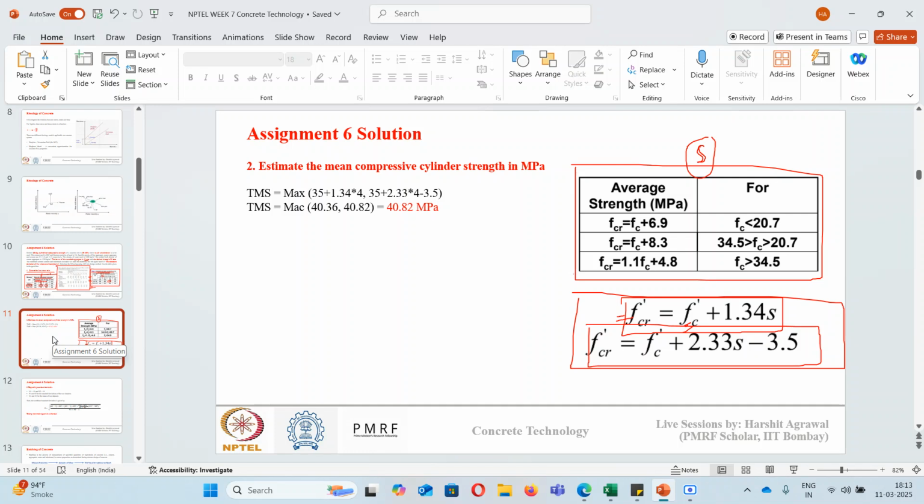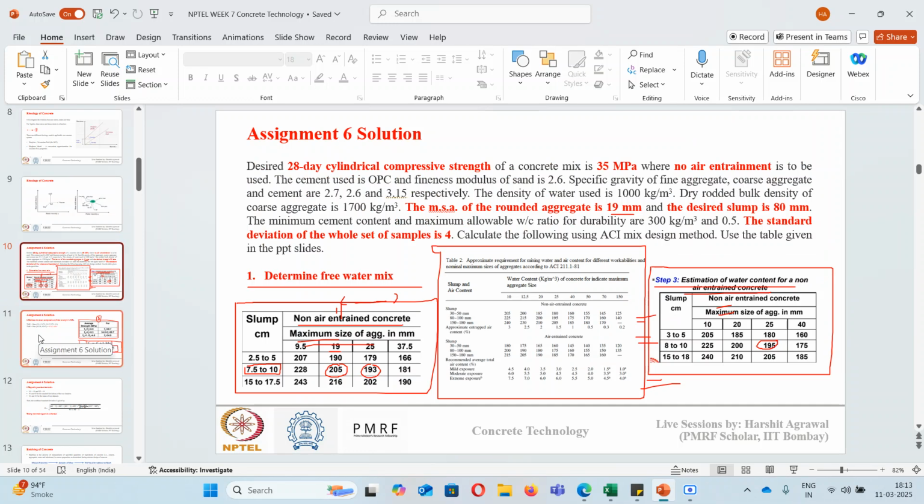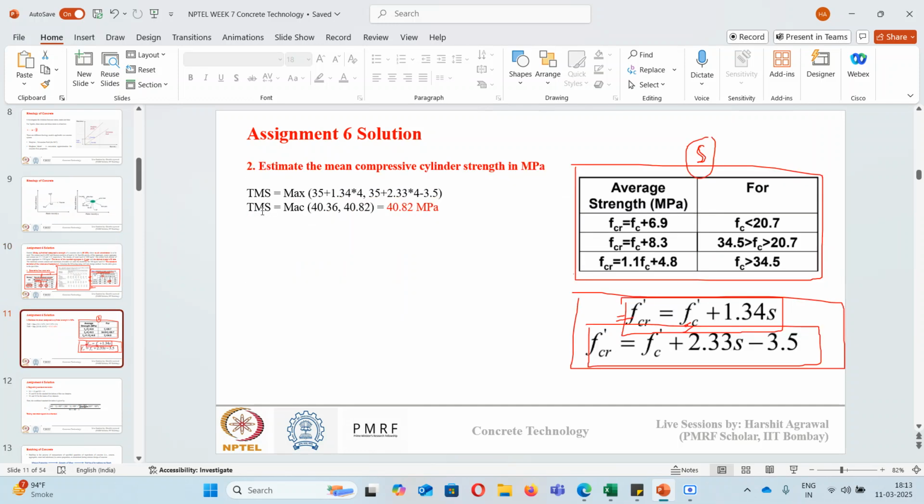That I will tell you how to solve. That is the third part, but that I will be discussing today. The first thing is the cylindrical compressive strength, which has been given. So that needs to be converted to cubical compressive strength, so that has to be divided by 0.8.